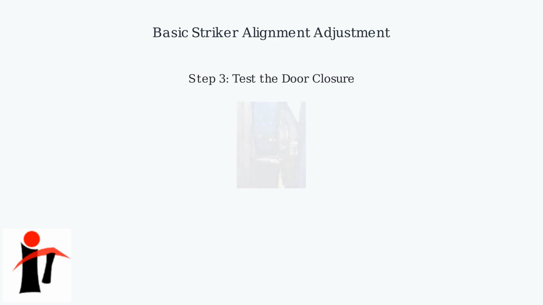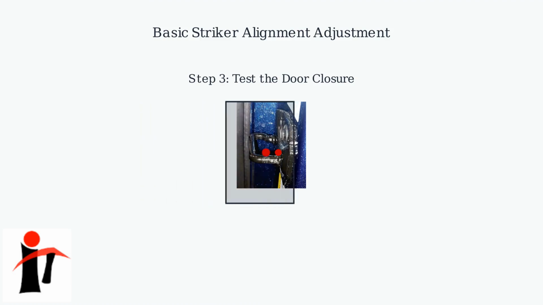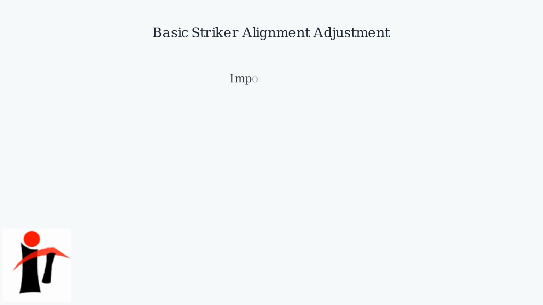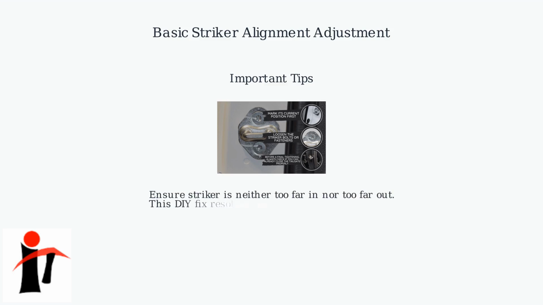The goal is optimal engagement where the latch hooks securely onto the striker. After each adjustment, test the door closure multiple times. Close the door gently and ensure it latches securely without gaps or resistance. Ensure the striker is positioned optimally, not too far in or out. This basic adjustment is a common DIY solution that can fix most alignment-related door closure problems.